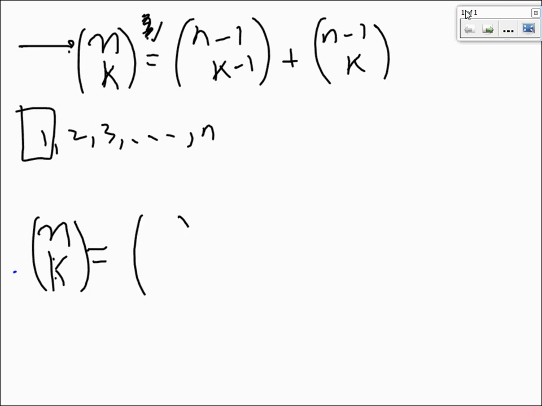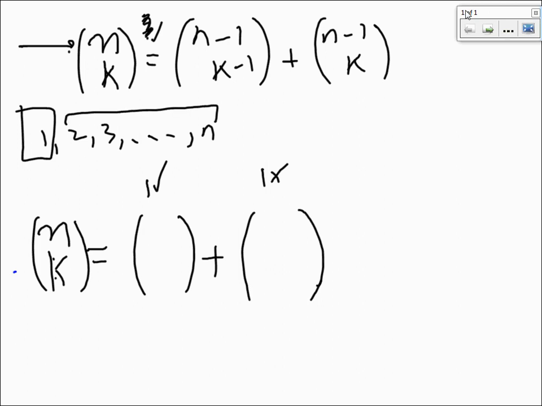I'm going to break it up into the first piece that does include 1. I am going to include 1. Plus, I'm going to add all the other combinations where I do not include 1. So now, if I'm including 1, that means I have n minus 1 objects to choose from, and my goal is to choose k, but I already chose the number 1. I already chose one of them. So I need to choose k minus 1 from the n minus 1.